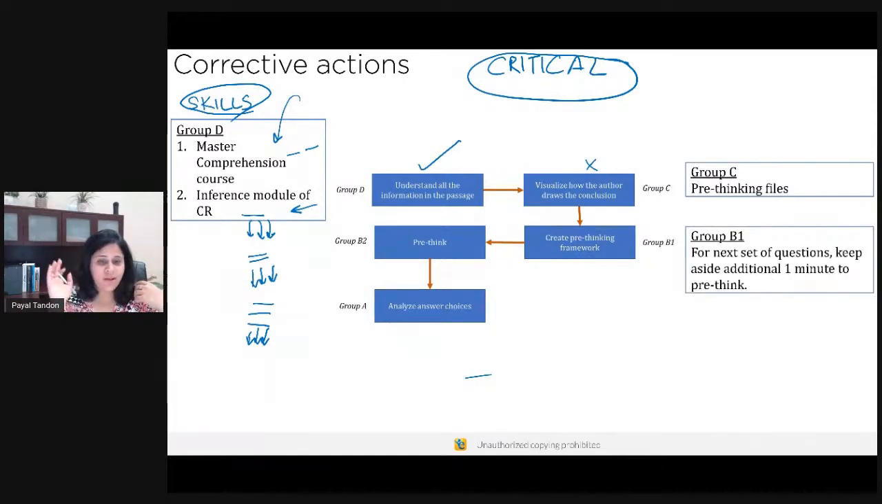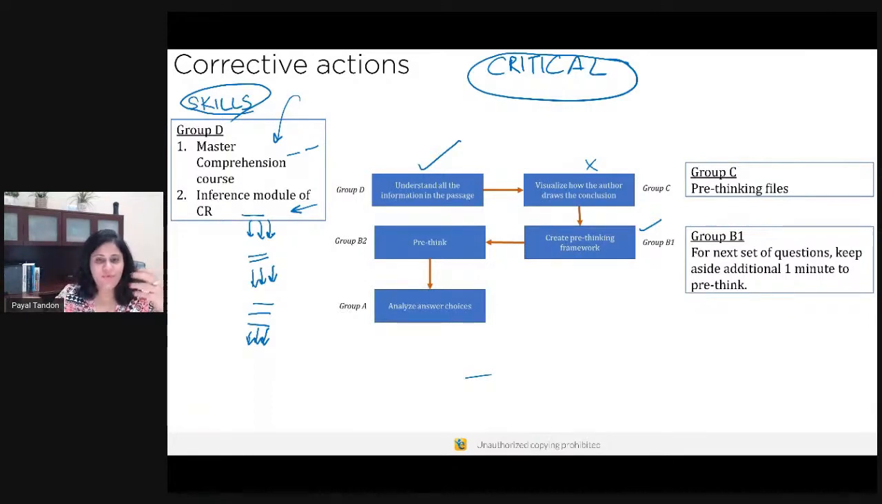Now, for people in group B1, you are able to visualize the information fine, but you are not really spending the time to pre-think. You feel confident of your understanding of the passage, and you think that understanding is enough for you to answer the question.